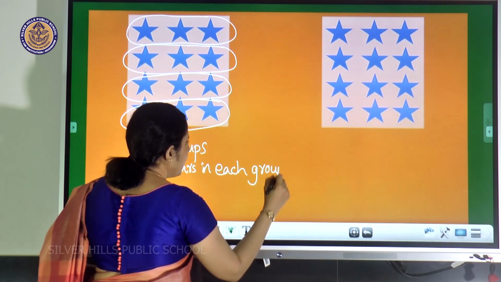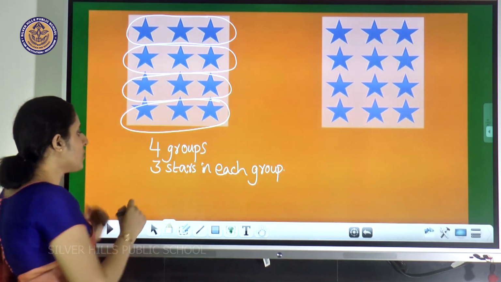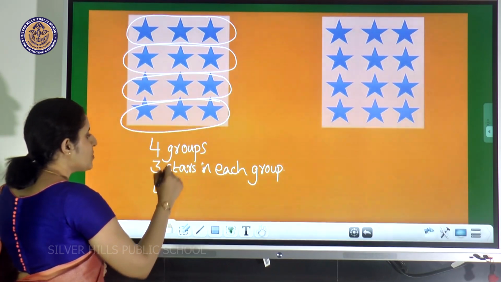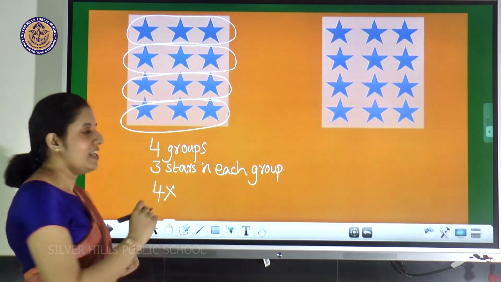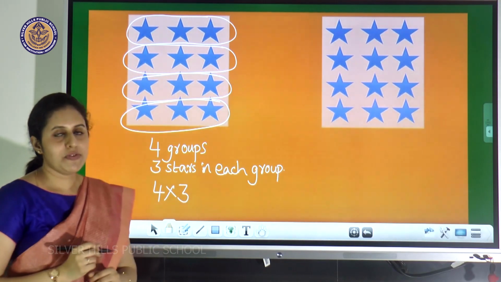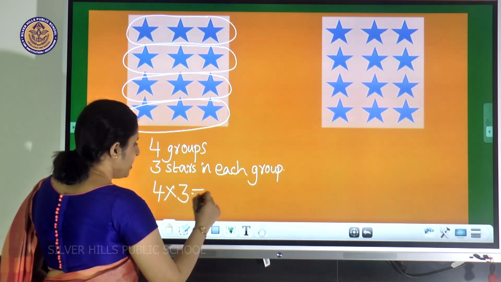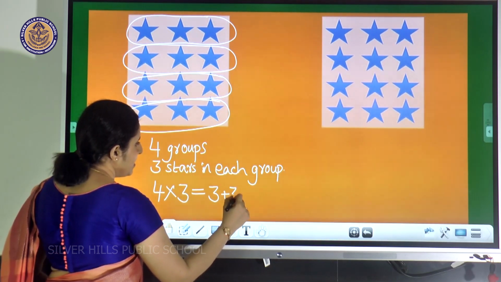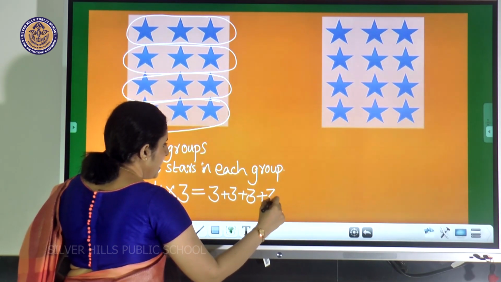Now, how do you calculate the total number of stars? 4 groups. So, you start your multiplication sentence like this. 4 groups means 4 times. How many in each group? Yes, 3 in each group. So, 4 times 3. How do you find the answer for this? Yes, using repeated addition, 4 times 3 means 3 plus 3 plus 3 plus 3.